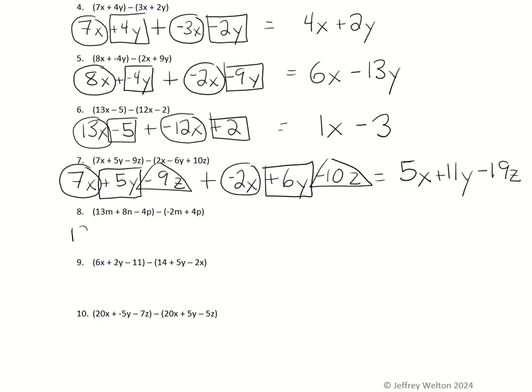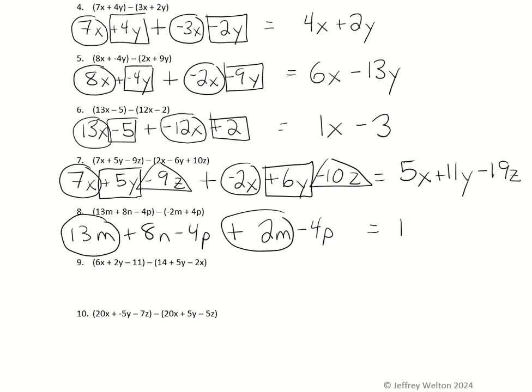Question 8, we're going to keep the 13m plus the 8n minus 4p. We're going to change this to an adding problem, and we have a negative 2m right here to start, so that's going to switch to a positive 2m. And this says adding a 4p, so I'm going to do the opposite and subtract a 4p. Looking for my like terms, the 13 and the 2 go together to make 15. The 8n doesn't have a partner, so it's not going to disappear, but it's not going to change either. And the negative 4p and the negative 4p will go together to make negative 8p's.